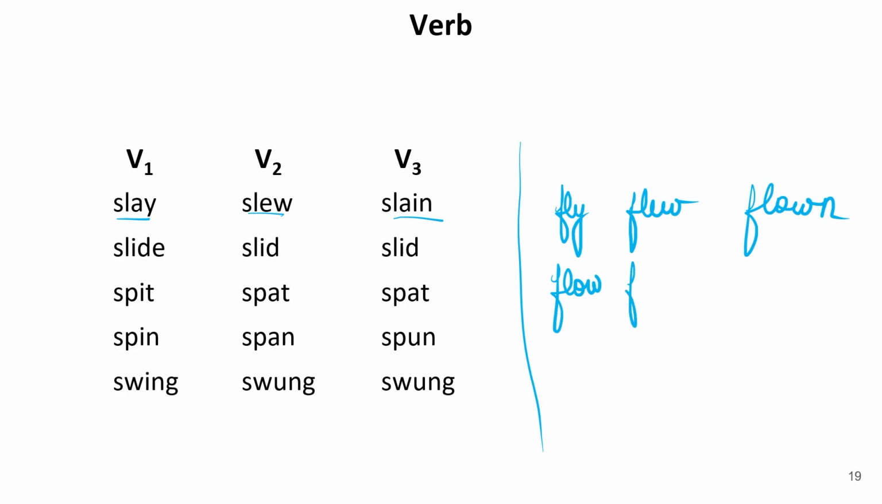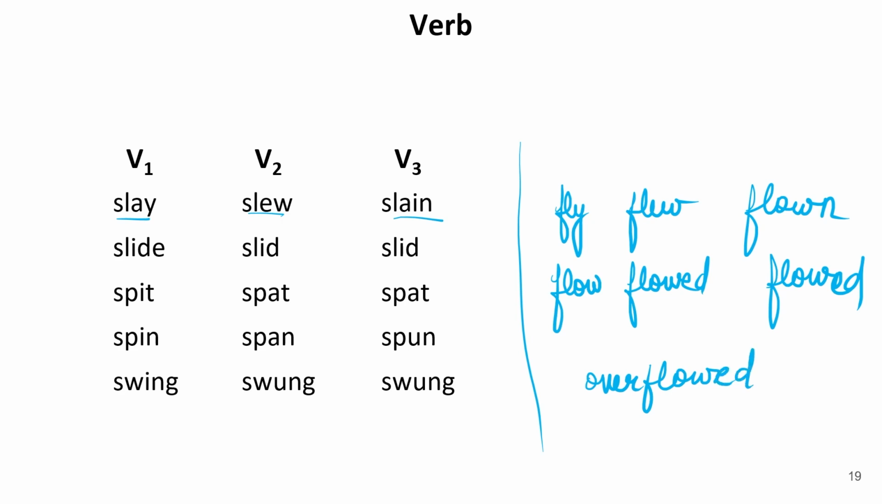Now the second form of flow is flowed and the third form is flowed. Now if I write something that is overflow, there are words like overflowed. We cannot write overflown. If I say the water has overflown its banks, it will be incorrect because water flows. That is why if I am using the word over, I will say the water has overflowed, not overflown. That will be incorrect. And it has been asked many times in exams.